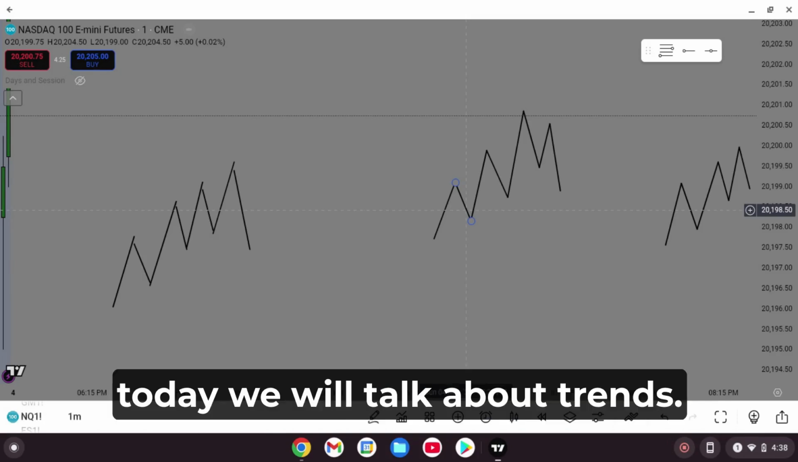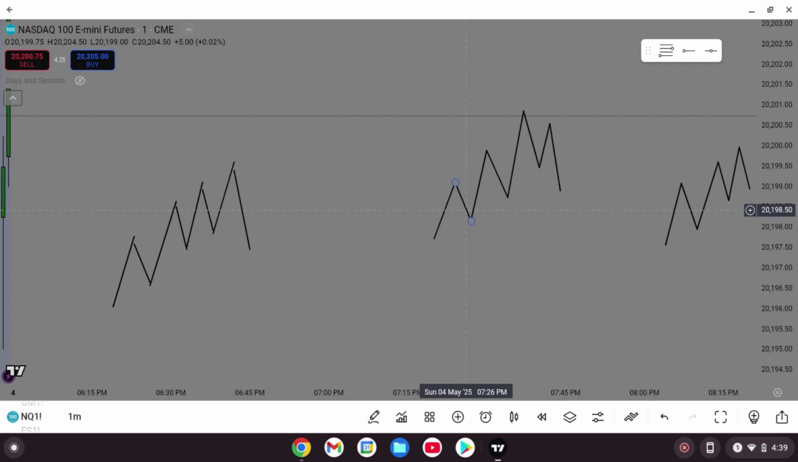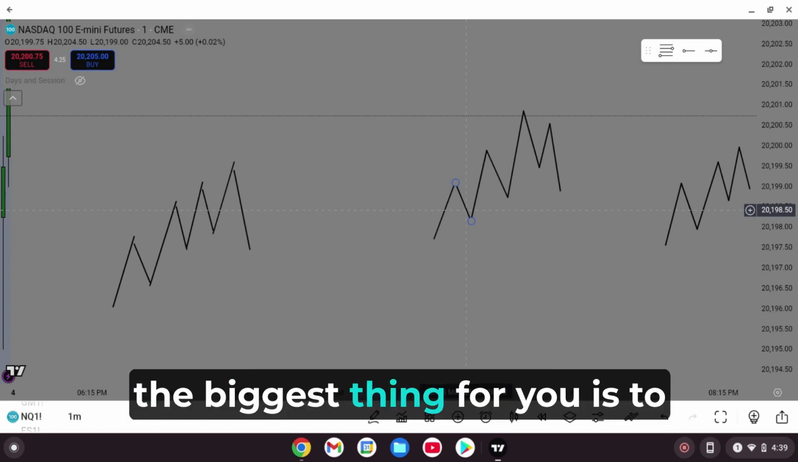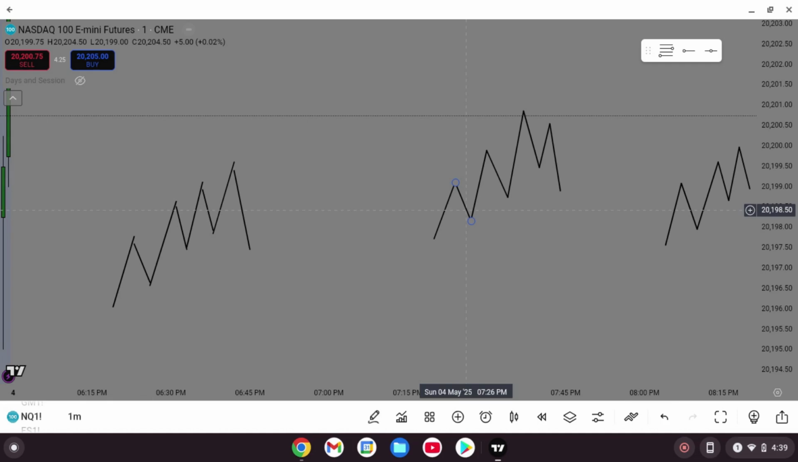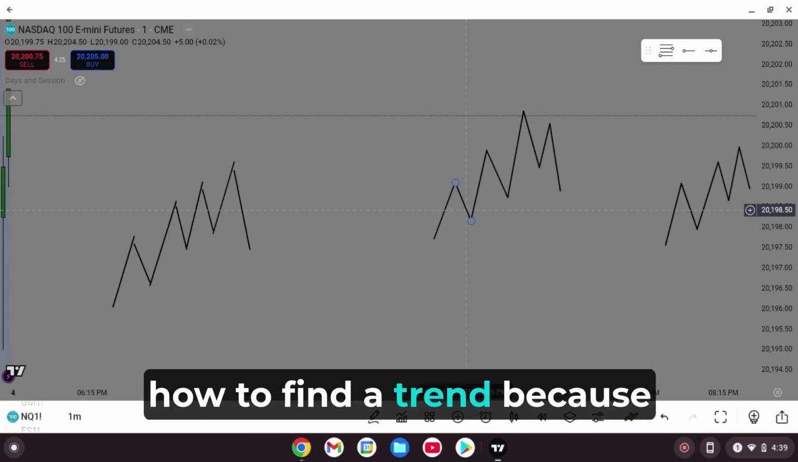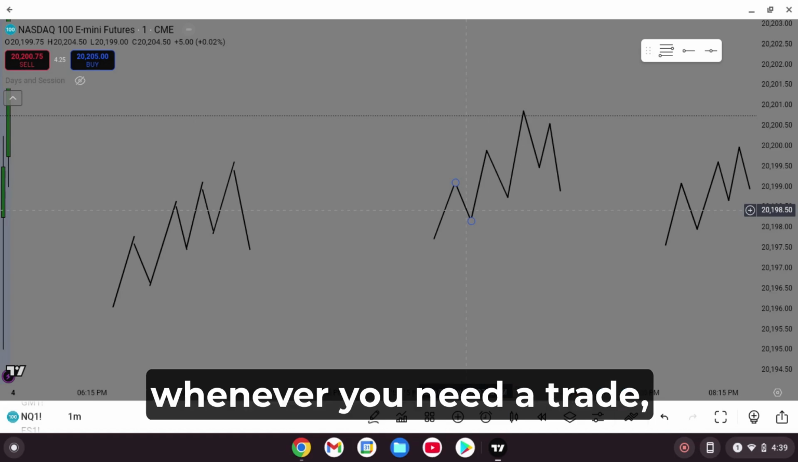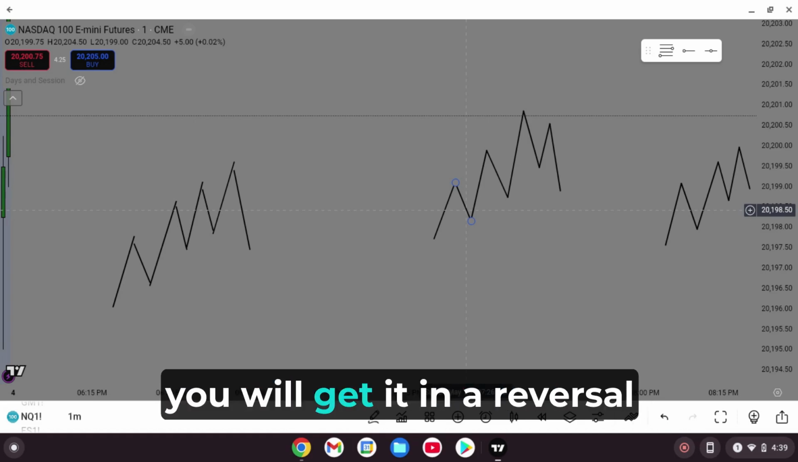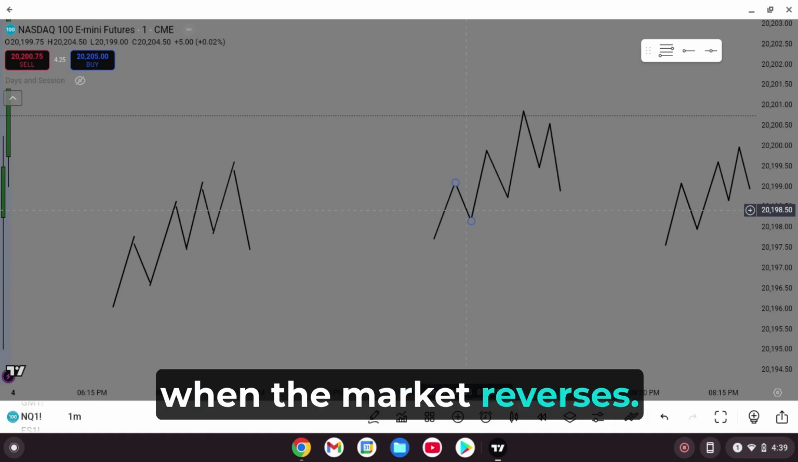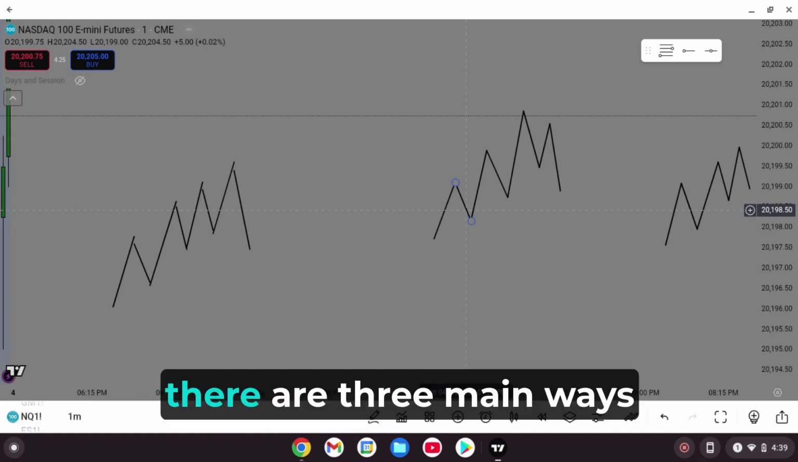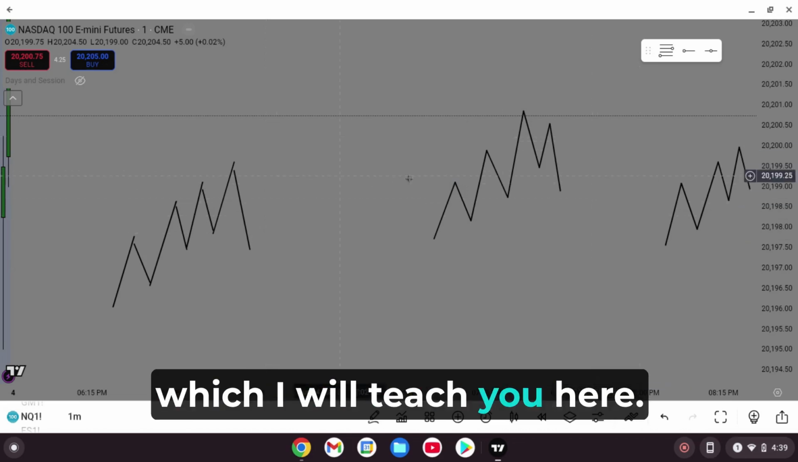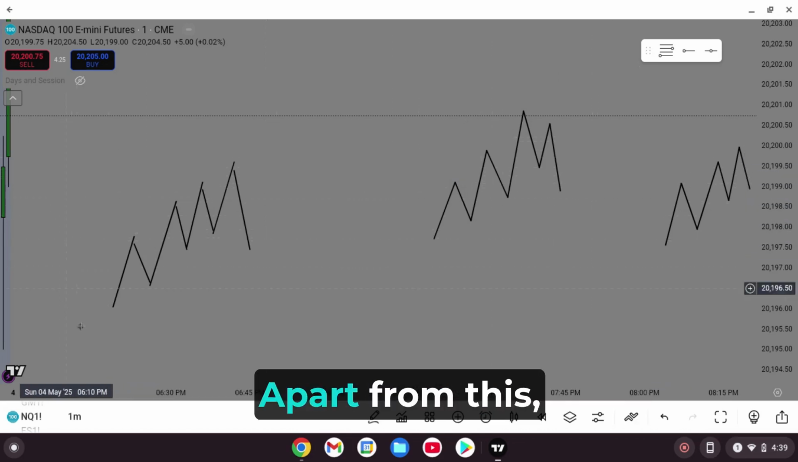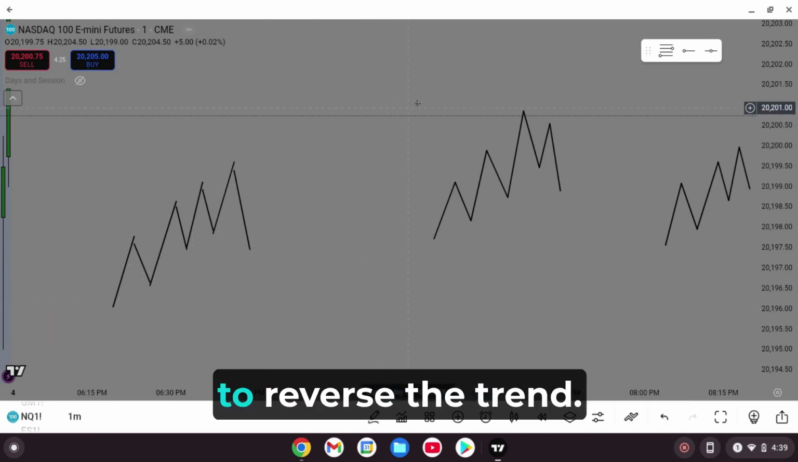So, today we will talk about trends. If you do trading, the biggest thing for you is to catch the trend reversal, how to find a trend, because whenever you need a trade, you will get it in a reversal when the market reverses. So, there are three main ways to find a reversal, which I will teach you here. Apart from this, the market has no other option to reverse the trend.